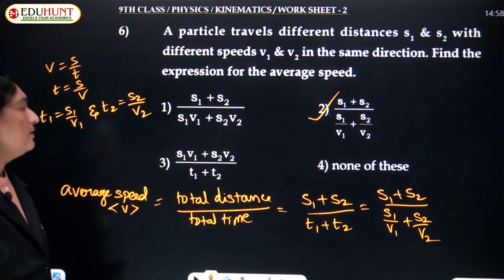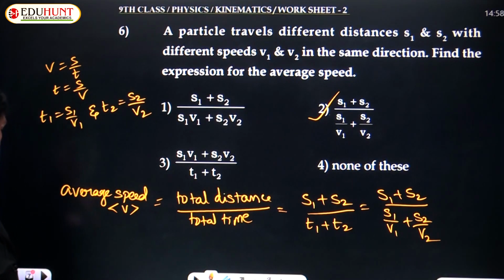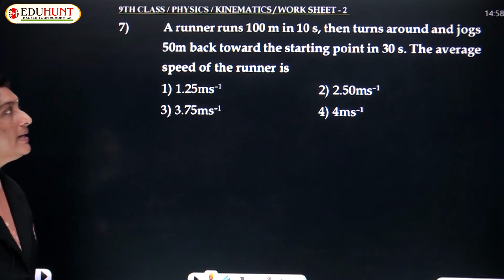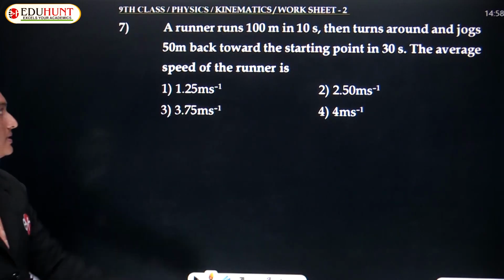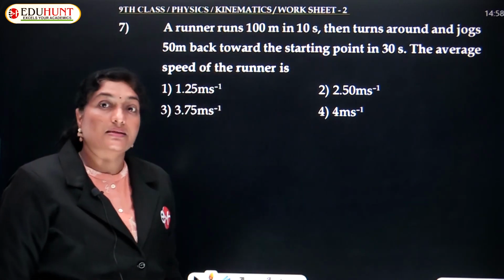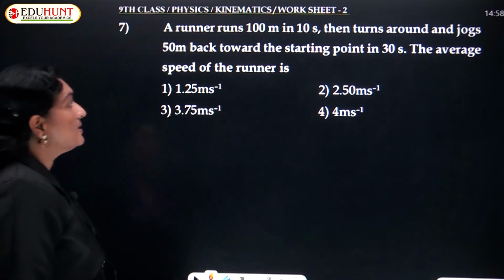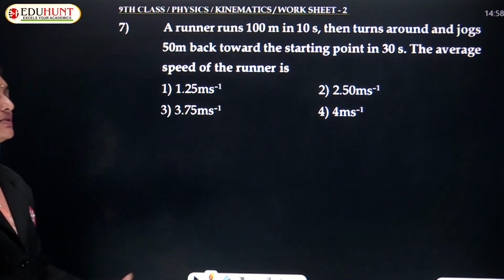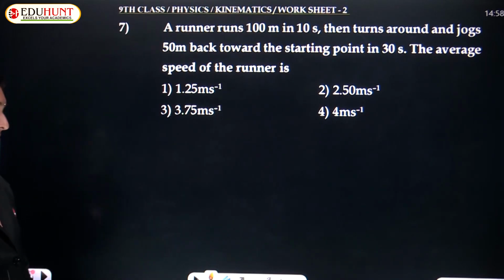Okay. So moving ahead with the next one, that is question number 7. A runner runs 100 meters in 10 seconds. What is the distance given? 100 meters. Time is 10 seconds. Then turns around and jogs 50 meters back towards the starting point in 30 seconds. The average speed of the runner is.